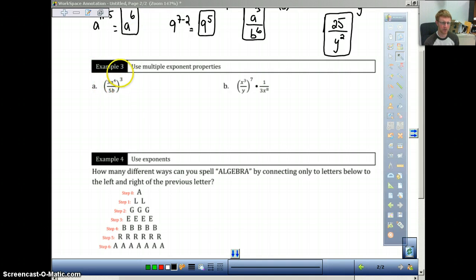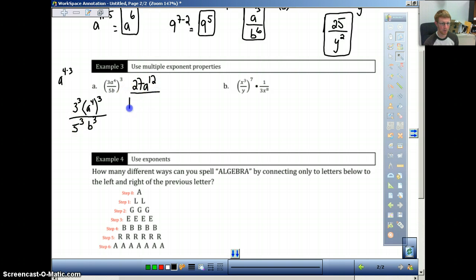So this 3 is going to have to be applied to everything on the inside, including numbers. So that means that we're going to have 3 to the 3rd power. We're going to have A to the 4th to the 3rd power on top. And on the bottom, we're going to have 5 to the 3rd power and B to the 3rd power. So now we do each one of these individually. So 3 to the 3rd power is 27. A to the 4th power to the 3rd power, that's where we multiply. So that will be A to the 4 times 3. So that's A to the 12th.